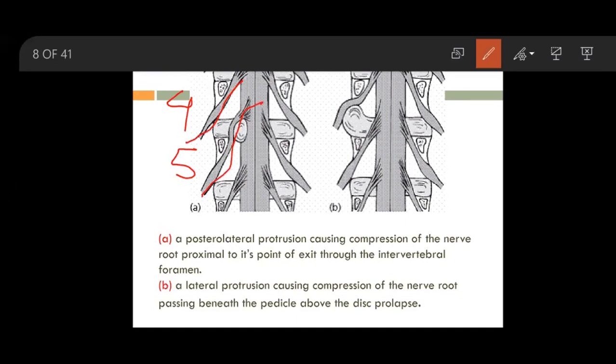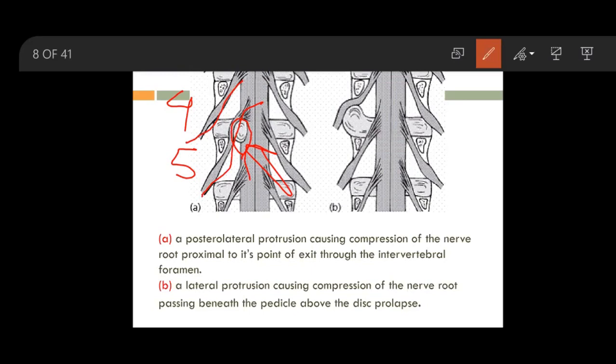Okay. So when we have an L4, L5 disc herniation, posterior or posterolateral, like in this example, the nerve root that will be compressed is L5. The rule is simple: anywhere in the vertebral column, when you have disc herniation, the nerve root that will be compressed is the lower one.